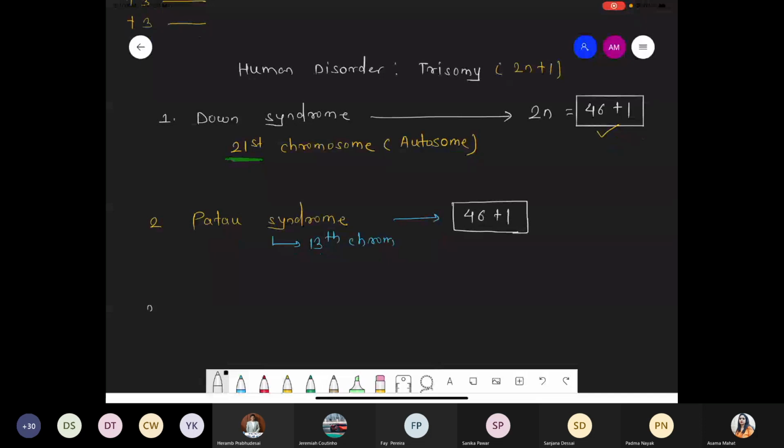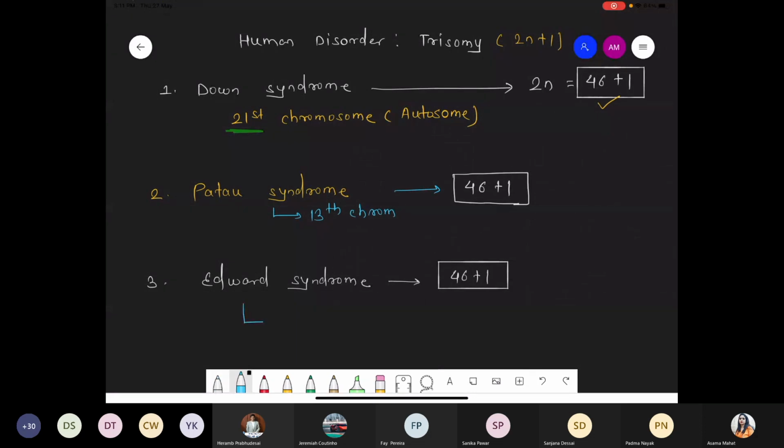Third one we are talking about is Edwards syndrome. When you talk about Edwards, again there is 46 plus 1, that is 2n plus 1, but Edwards syndrome is associated with chromosome 18. So it means one copy of chromosome 18 is added and it becomes 46 plus 1.